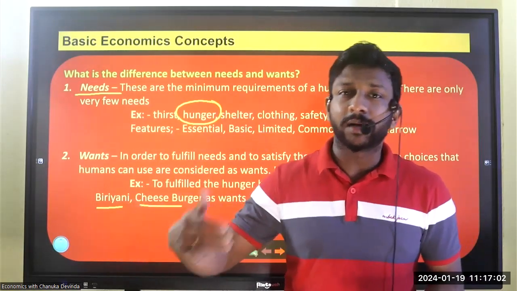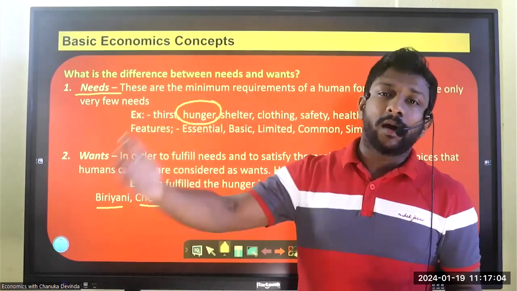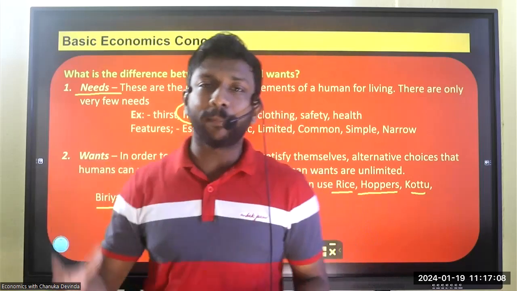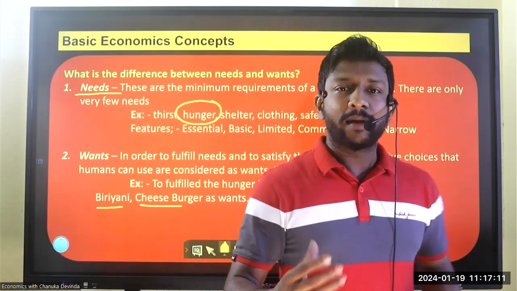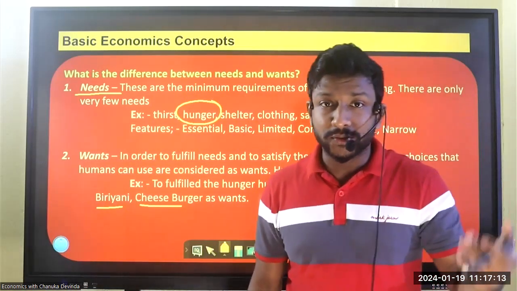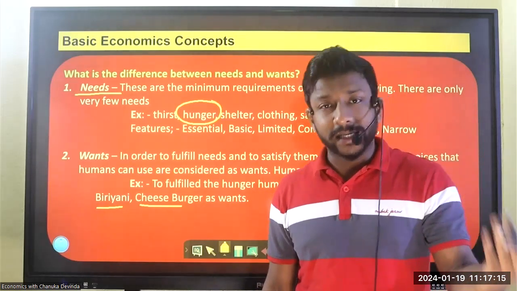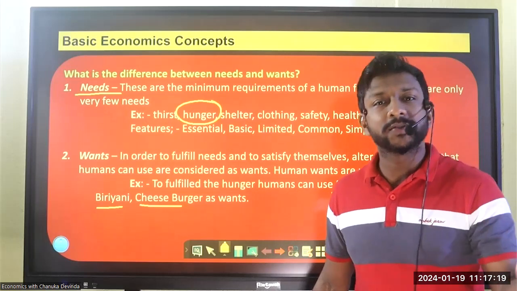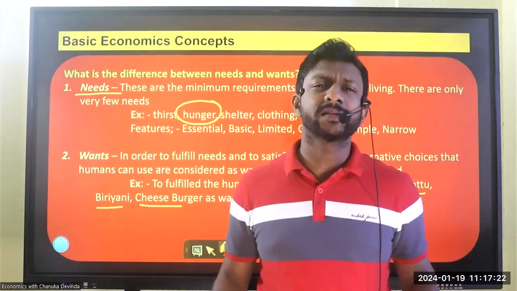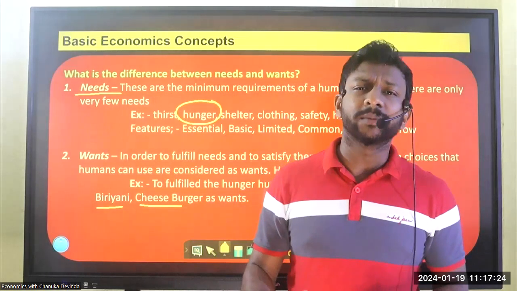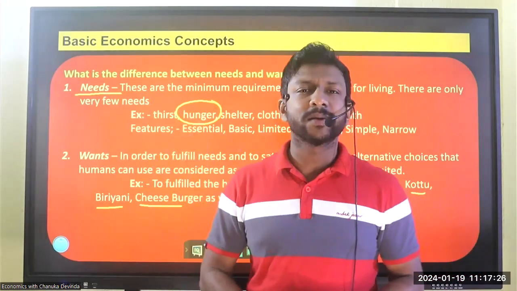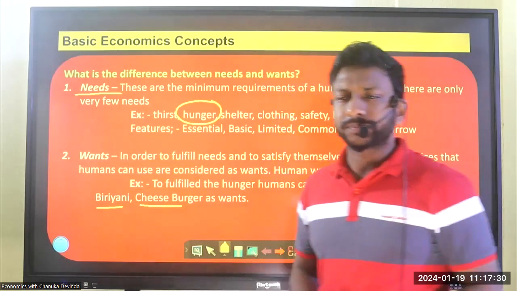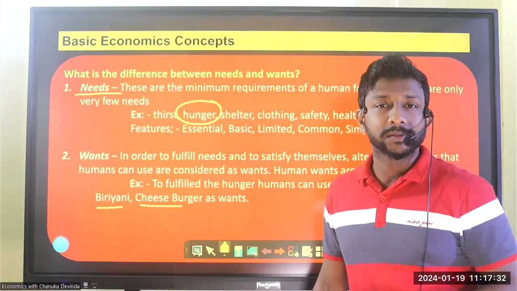fruits. When it comes to fruits, mango, banana, pineapple, wood apple, and when it comes to soup, chicken soup and mutton soup, vegetable soup, there are so many varieties that are uncountable to satisfy these wants, right? So that's the difference between needs and wants, right?